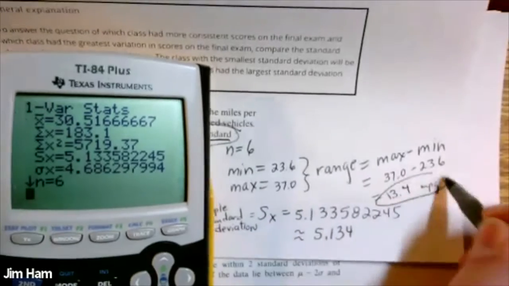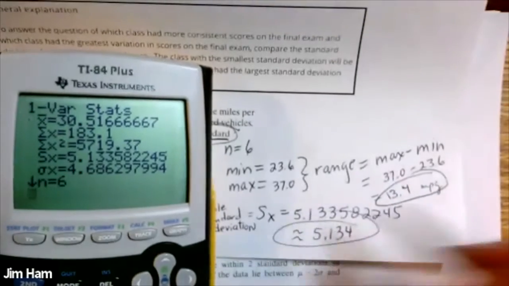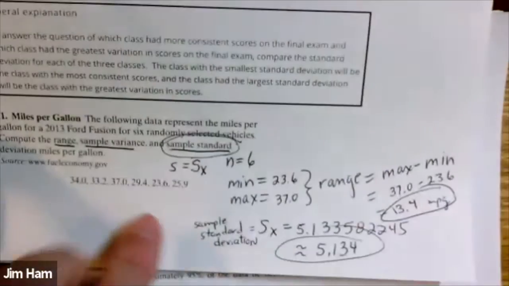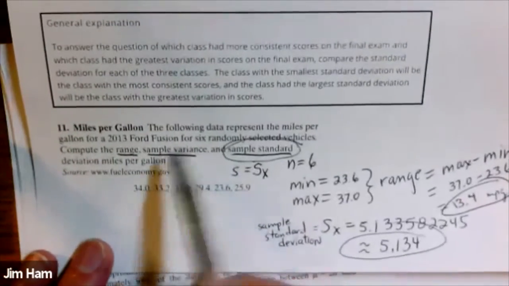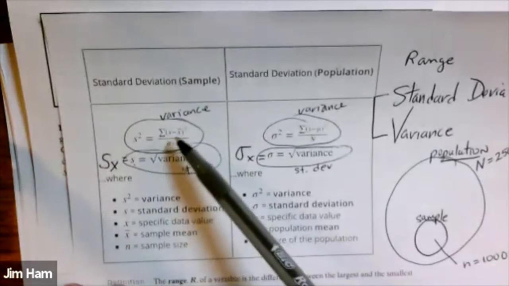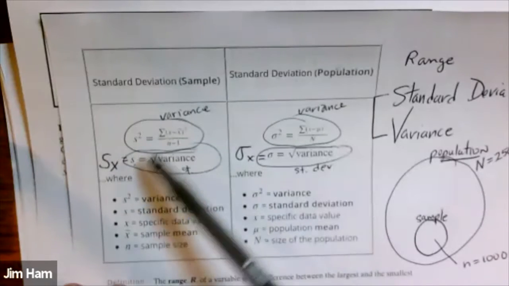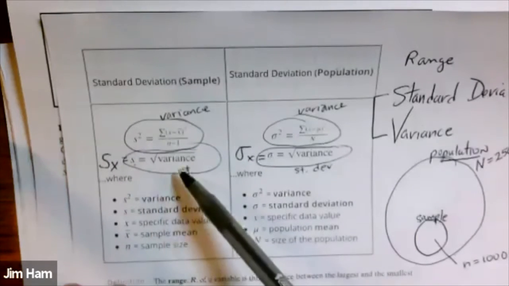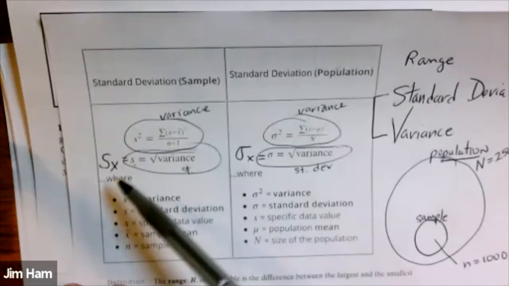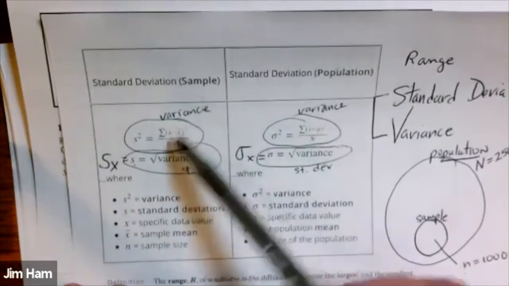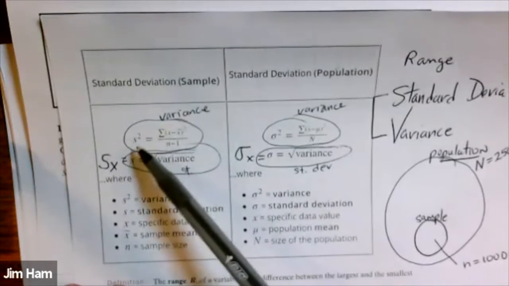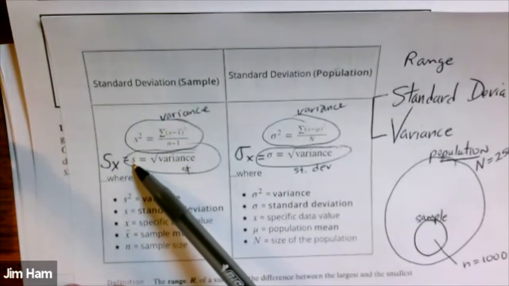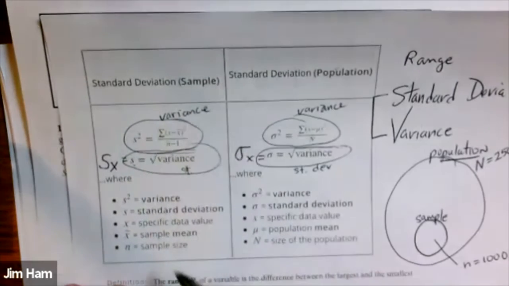All right, so we have the range calculated there, the standard deviation calculated there, and the last thing that they want is the sample variance. So if you look at this relationship here, the variance is this thing, and then the standard deviation is the square root of this thing. So if you have the standard deviation and you want the variance, you would just square it. Notice s is the standard deviation, s squared is the variance.